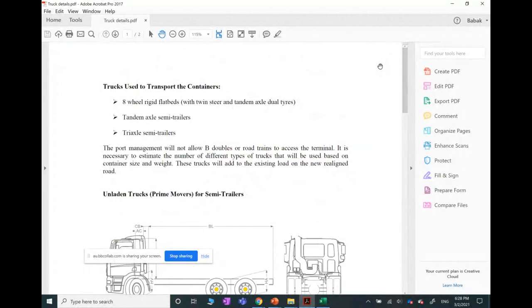So eventually in this part, similar to the case that they had for expansion of the Botany port, we are going to determine the design traffic. We want to predict the design traffic, and based on that, we want to design the type of pavement.